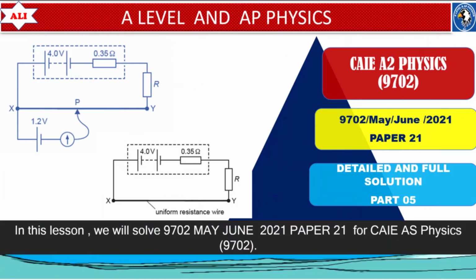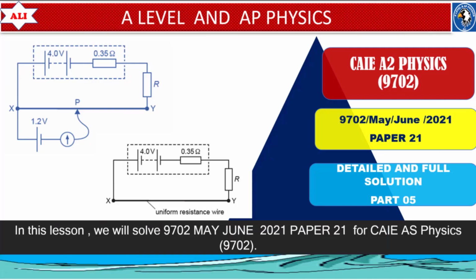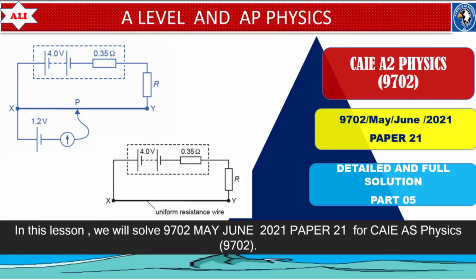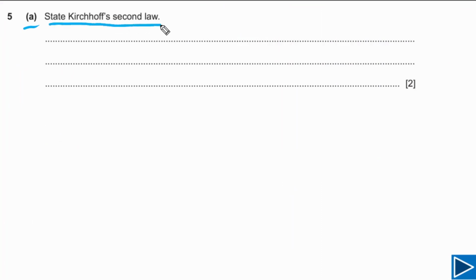In today's lesson, we will discuss a typical type of question on electricity from May-June 2021, paper 2-1. For part A, we need to state Kirchhoff's second law.